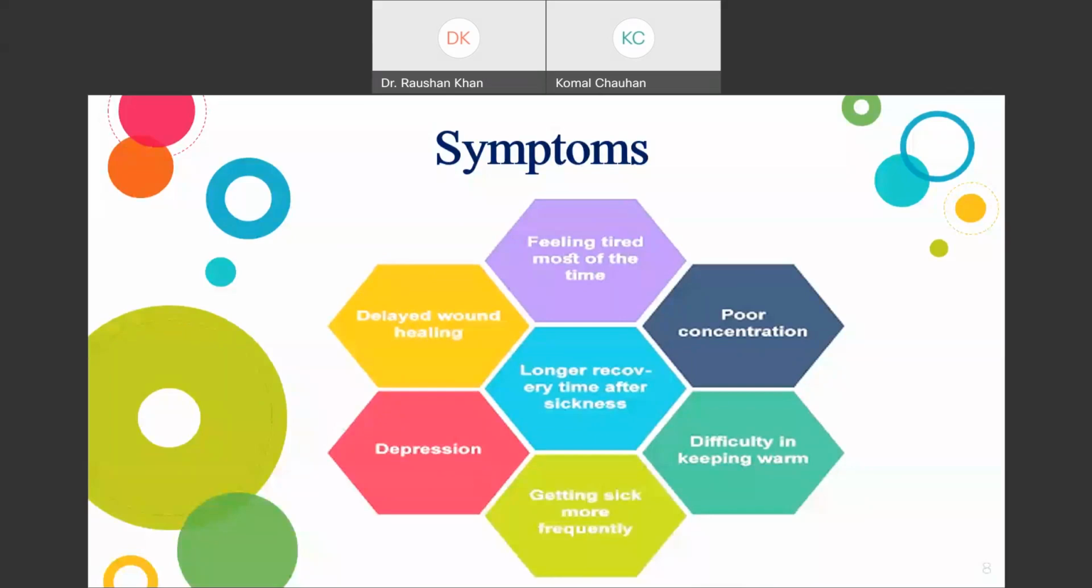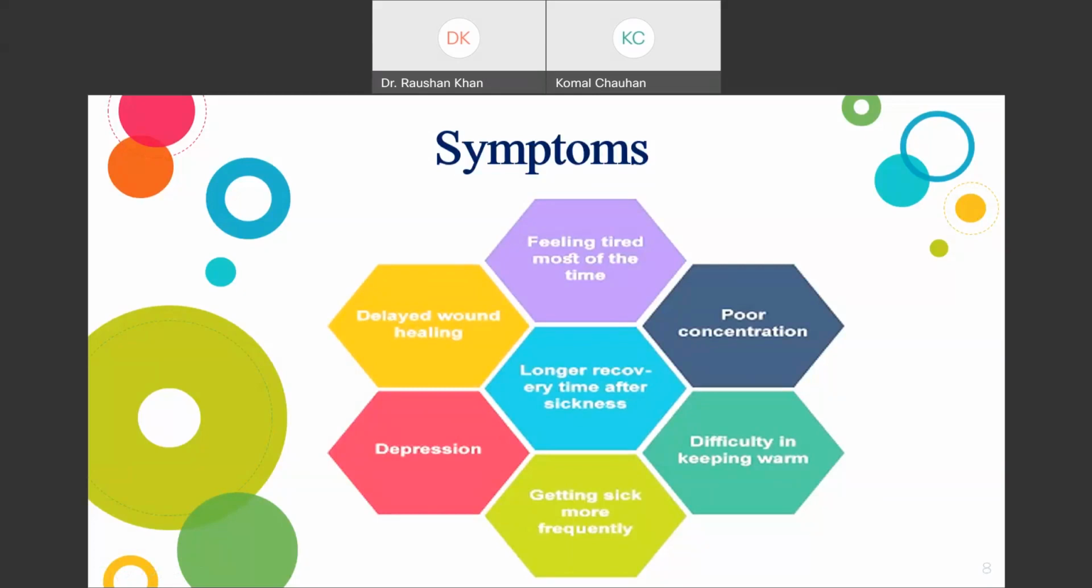Yes, the slide you can see is of symptoms. Somebody was saying it's not moving. Can you see the slides of symptoms? Anybody in the chat box? No. Okay, wait a minute. Now, okay, fine.